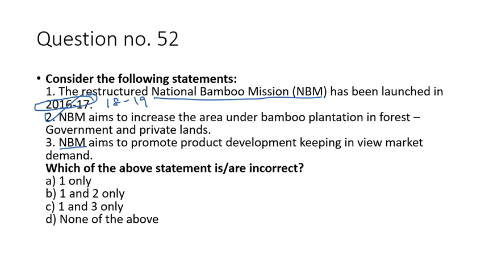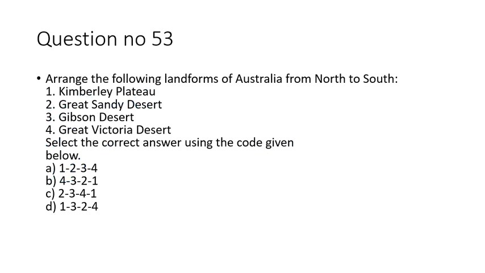Statement number 3: the National Bamboo Mission aims to promote product development keeping in view market demand. So the National Bamboo Mission also aims to develop products out of bamboo. This is also one aim of the National Bamboo Mission. This statement is also right. So 2 and 3 are right. Which is the incorrect statement out of these? Incorrect is 1. So this is the right option in this question, right? This was question number 52. Move to question number 53.